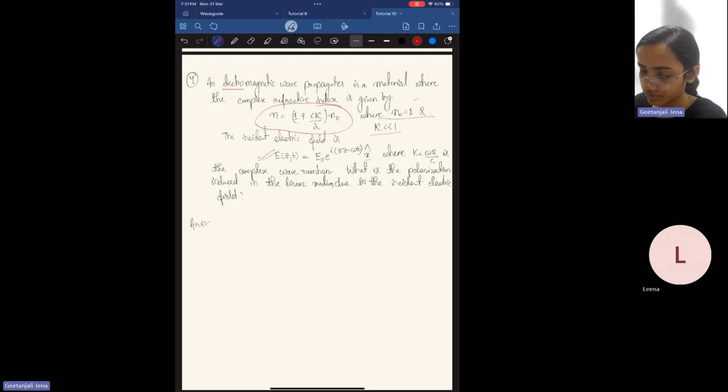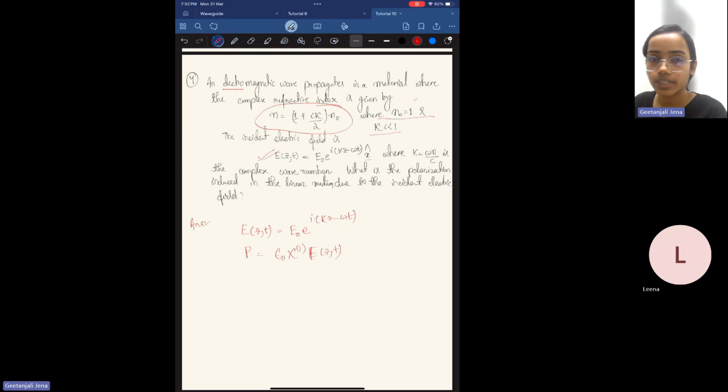So we have the electric field E(z,t), which is E0 e to the power i(kz minus omega t). For polarization in a linear medium, we need epsilon naught, which is a constant. We need chi 1 because the electric field is already given. So how can we calculate chi 1 here?